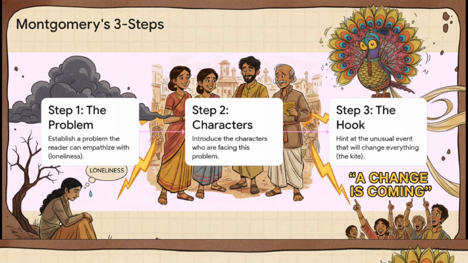So you could almost say Montgomery gives us this simple but super powerful 3-step formula. First, step 1, the problem. She gives us something we can all relate to, loneliness. Step 2, the characters. She introduces us to the people who are dealing with that problem. And step 3, the hook. She hints at the strange, unexpected thing, the kite, that's going to change their lives forever. Problem, characters, hook. It's just the perfect recipe for a start you can't put down.